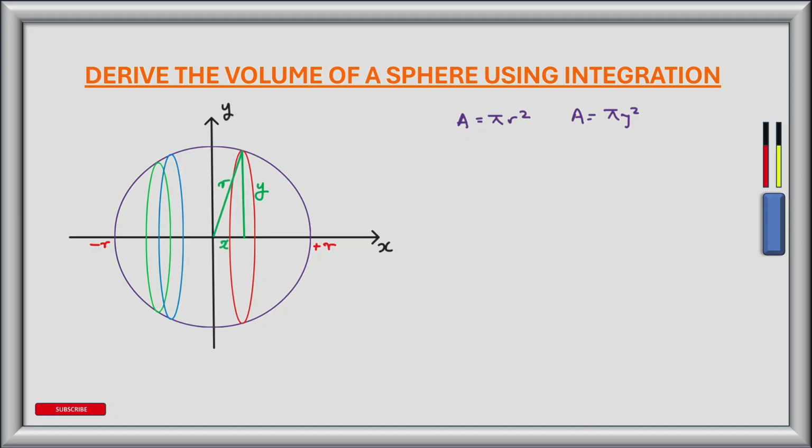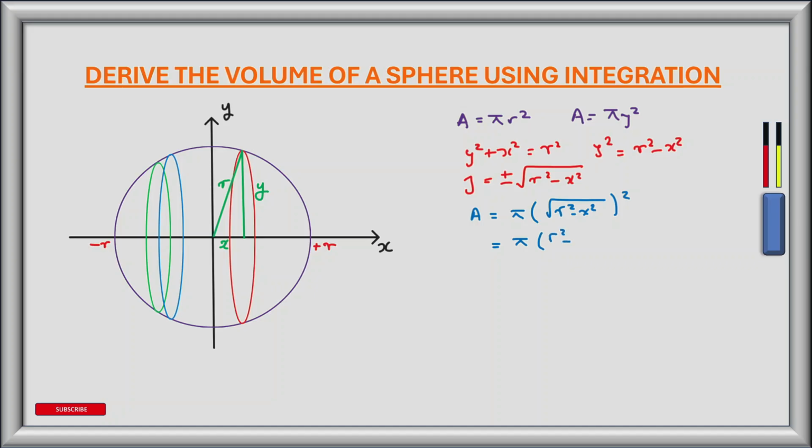So if we use Pythagoras' theorem, we have y squared plus x squared is equal to r squared. So y squared is equal to r squared minus x squared, and therefore y is equal to plus or minus the square root of r squared minus x squared. If we now substitute for y in the area formula, we get the area is equal to pi times the square root of r squared minus x squared, squared, which equals pi times r squared minus x squared.